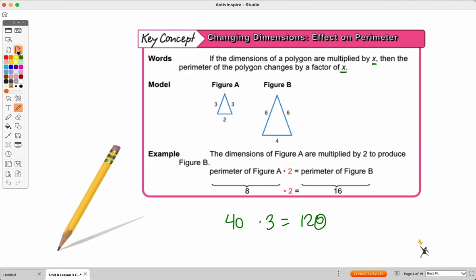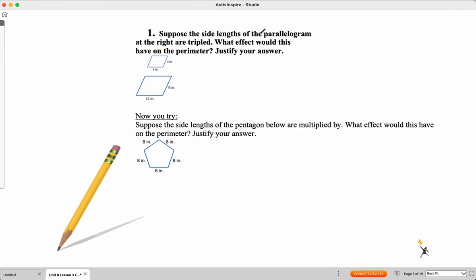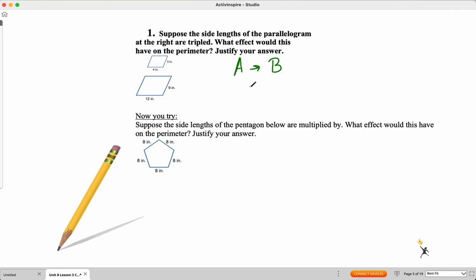Okay? So let's use that information a little bit. So we have 2, the side lengths of a parallelogram are tripled. What effect will that have on the perimeter? Well, first thing we know is that it's tripled. So we said the math says from figure A to figure B, it's going to be directly related, so it's going to be 3 times larger. Okay? Because the parallelogram says the sides are tripled, therefore the perimeter will be tripled. And let's see if that holds true.